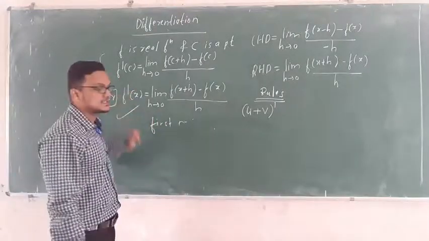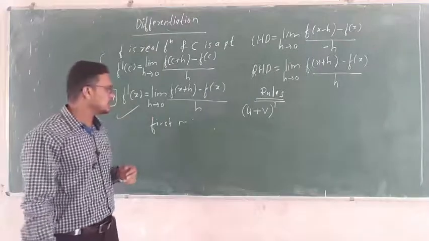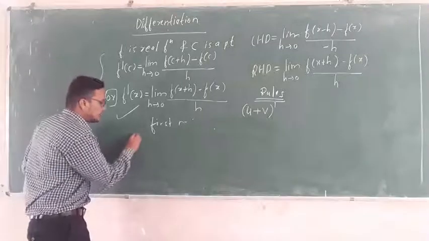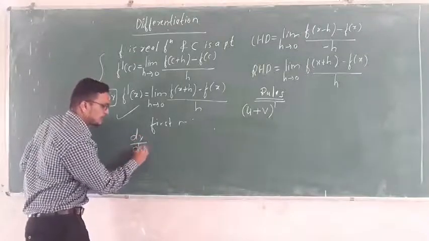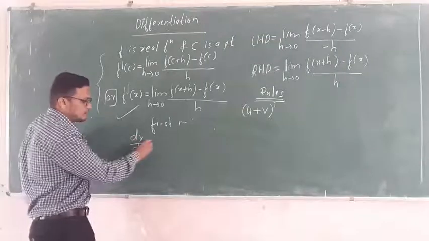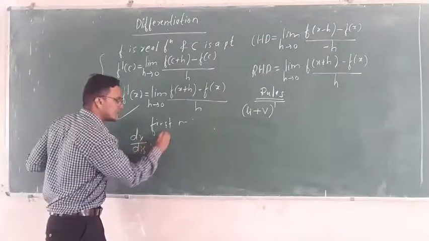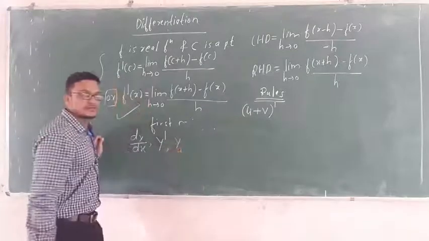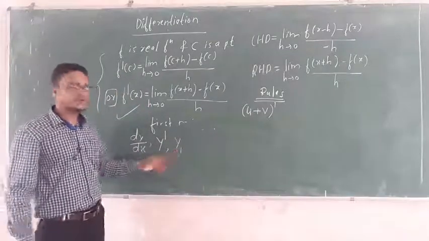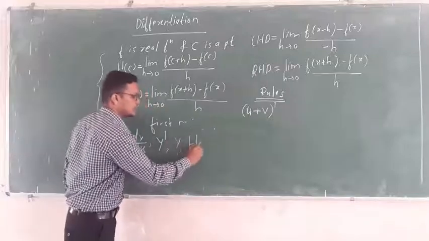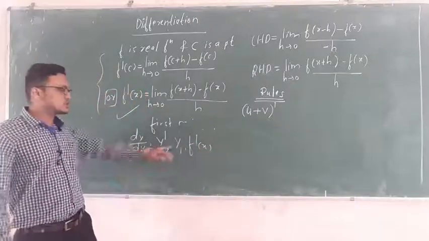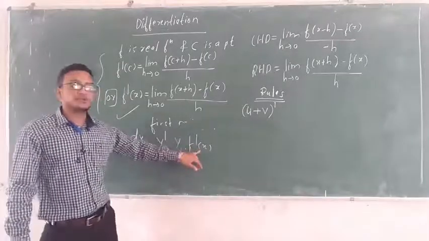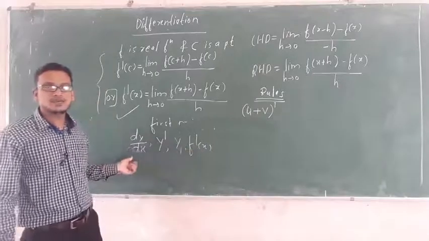So dash represents what? Derivative. Similarly, we have some more notations, for example dy by dx. This is the derivative notation, or you can say y dash, or y1, which is again a notation of derivative, and I have already given f dash of x. So these are notations of derivative. You may get dy by dx, y dash, y1, f dash of x. All have the same meaning.